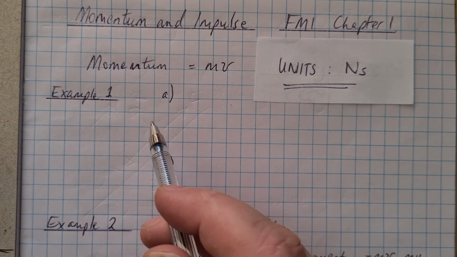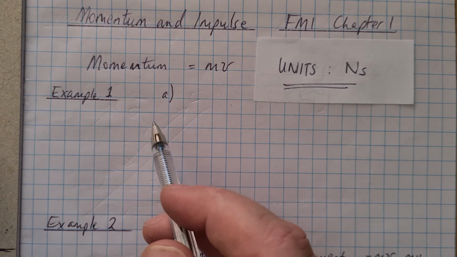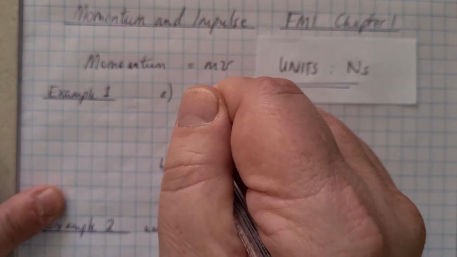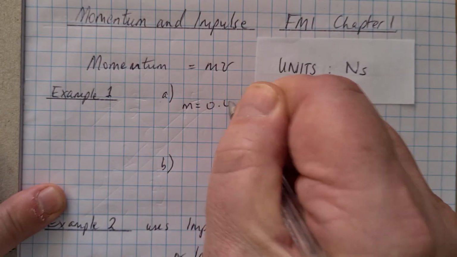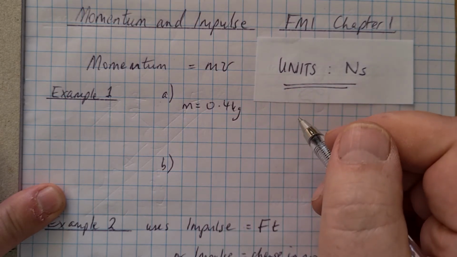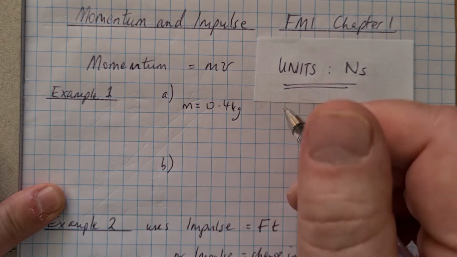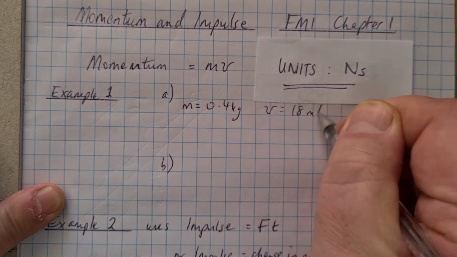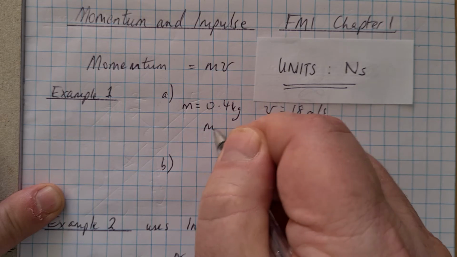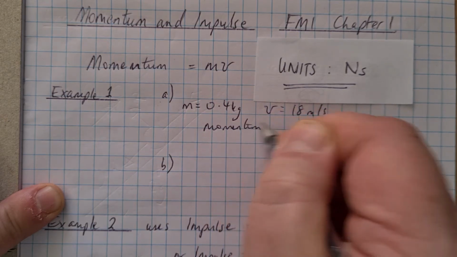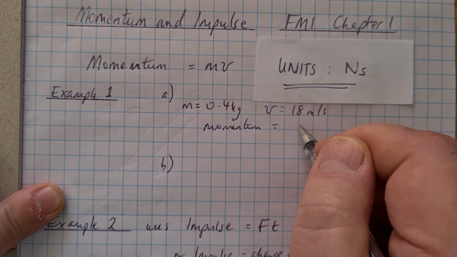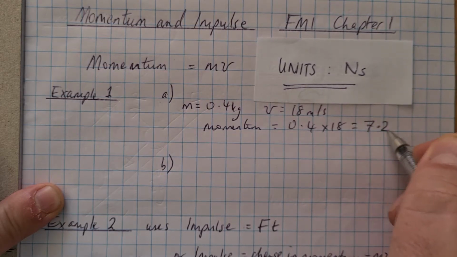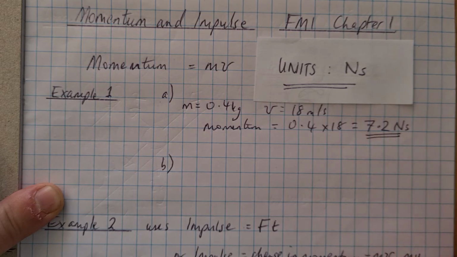I will come back to that when it's relevant, but please be aware that momentum is a vector quantity. So example number 1, first of all, for part A: find the magnitude of momentum of a cricket ball of mass 400 grams. So that's 0.4 kilograms. We must change our units to kilograms and meters per second. And it's moving with a velocity of 18 meters per second. Therefore the momentum of the cricket ball is simply 0.4 multiplied by 18, which gives us an answer of 7.2 Newton seconds.